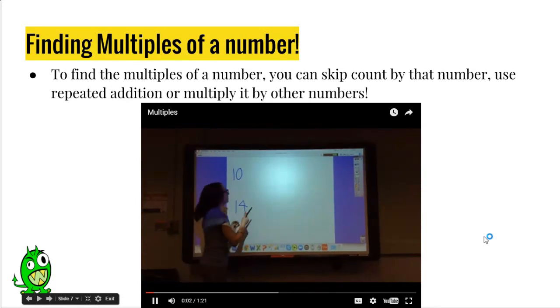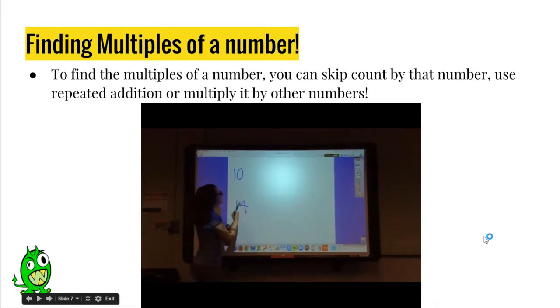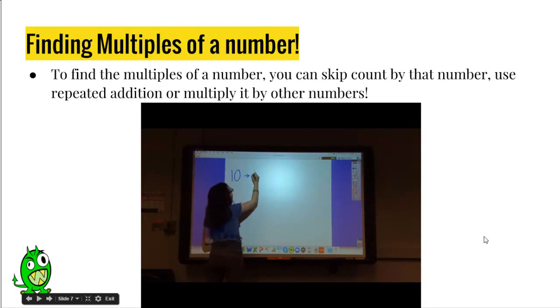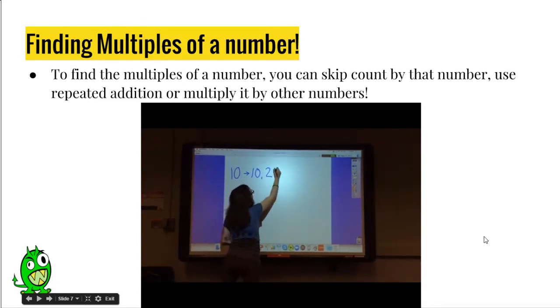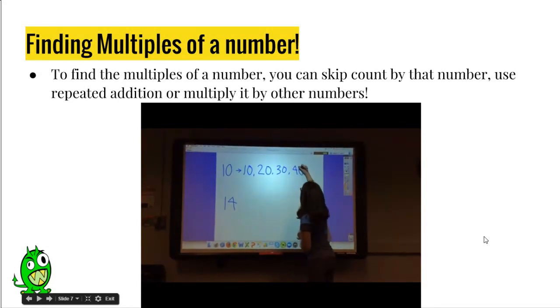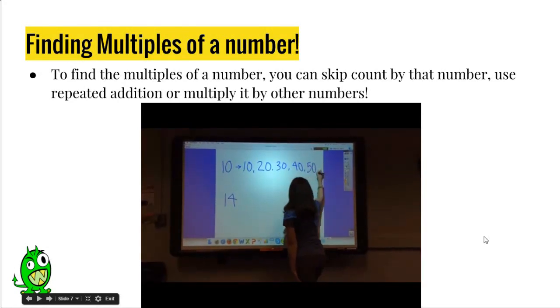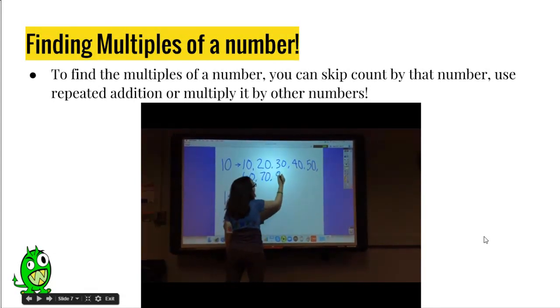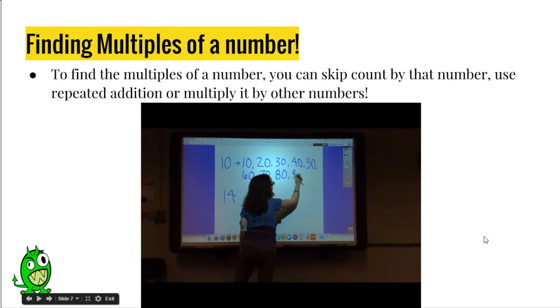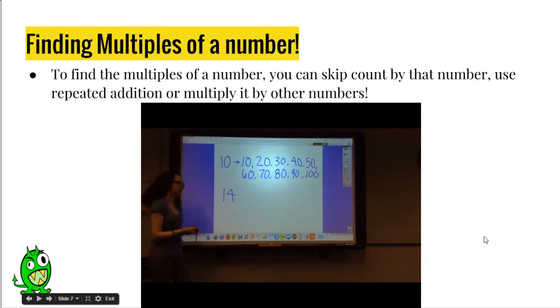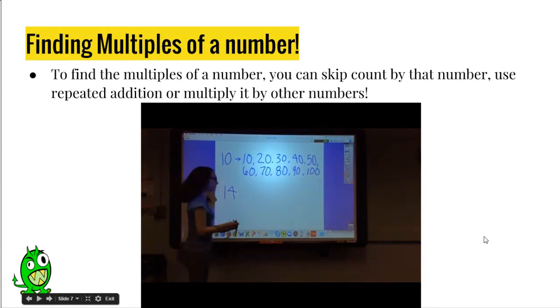For our two examples, we are going to do 10 and 14. For 10, I'm going to use the first strategy we discussed, which is skip count. So 10, 20, 30, 40, 50, 60, 70, 80, 90, and 100.